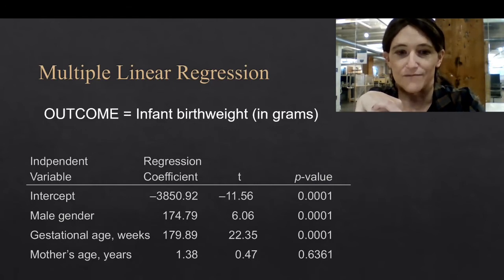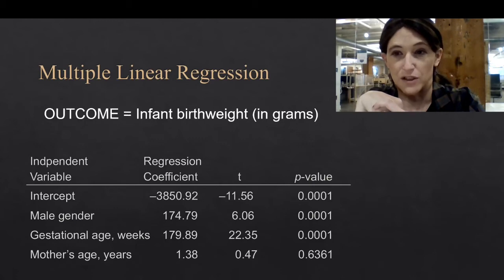What does this mean? Okay, so I'm going to ignore the intercept right now. That is when you set everything to 0. So that would be the theoretical size of 0 age.